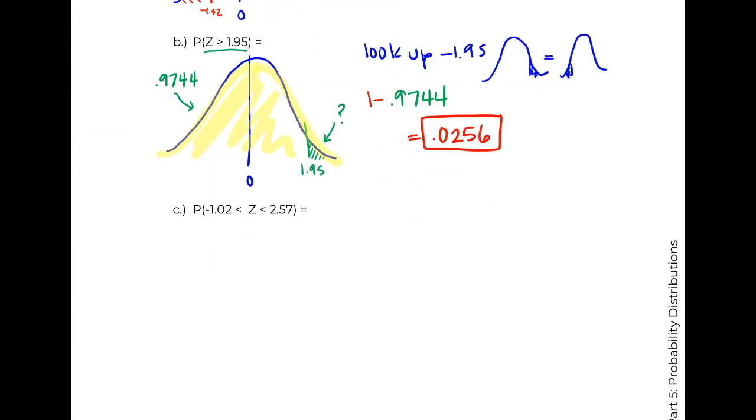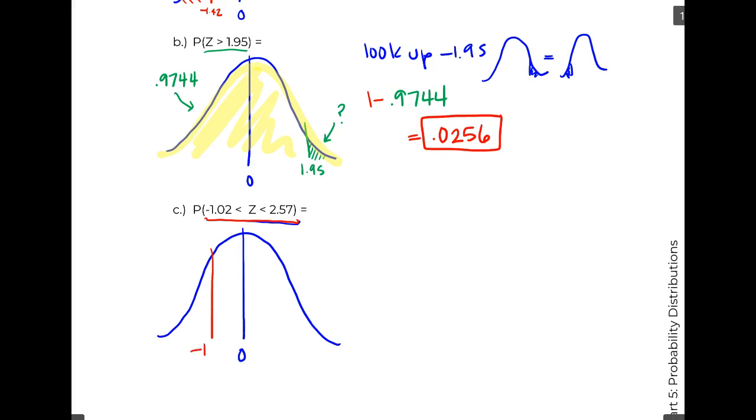And then the last one, again, if you haven't tried it, I suggest pausing, because if you can figure it out on your own, it's way easier than just trying to memorize what I've told you. So we're still talking about z-scores, but now we're interested in our z-score being between negative 1.02 and 2.57. So we have about 1 standard deviation off to the left, negative 1, and 2.5 standard deviations off to the right, 2.57, and we're looking for the area between. That's the probability that we're looking for.